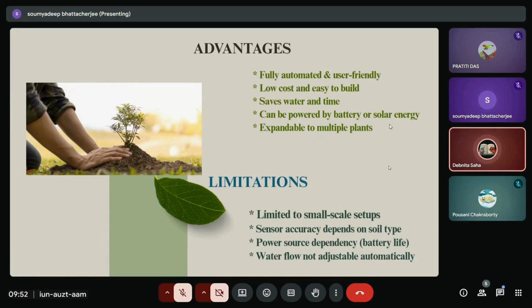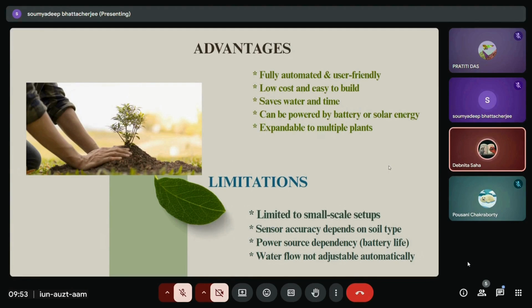Let's now discuss the limitations because understanding them helps us improve the design further. The first limitation is that this project is currently best suited for small scale applications such as home gardens, indoor plants, or small nurseries. It works perfectly for one or a few pots, but scaling it to large agricultural fields would require multiple sensors, longer wiring, and more power. That increases complexity and cost. So, while it's a great proof of concept, large scale farming would need upgrades like wireless sensors, stronger pumps, and networked controllers to make it more practical.